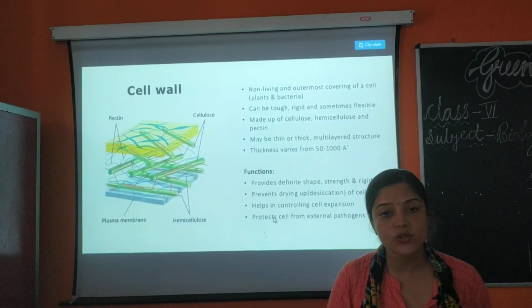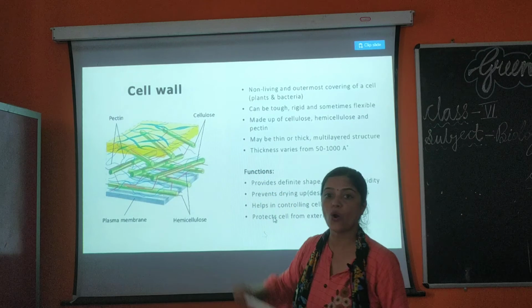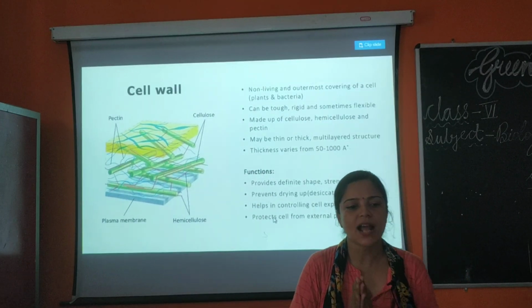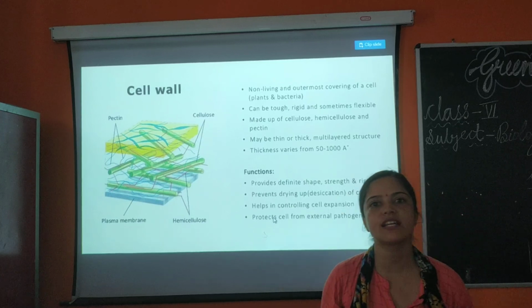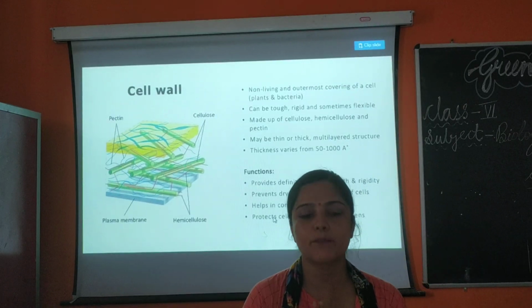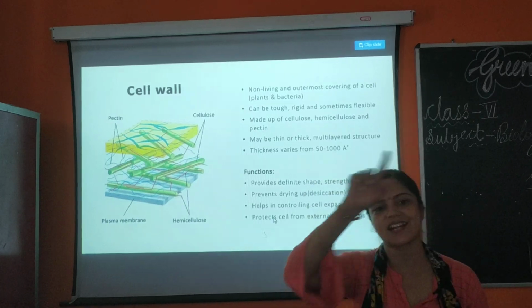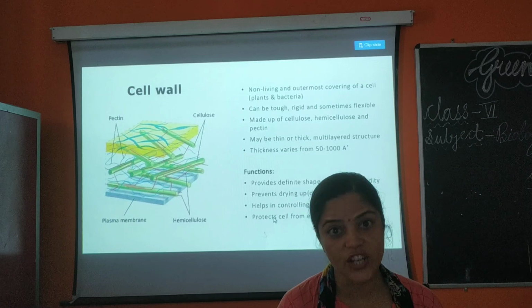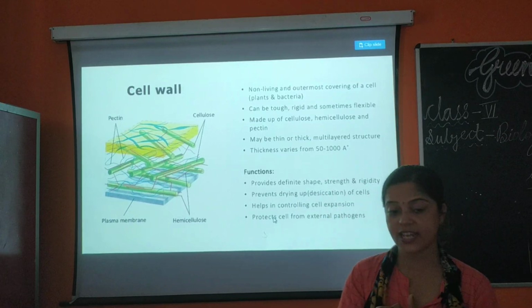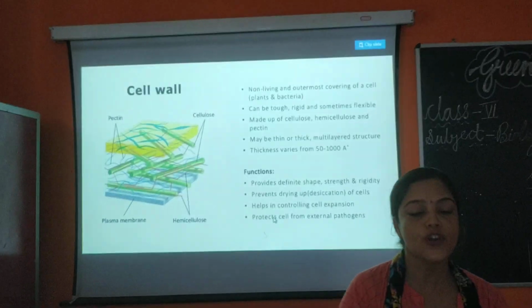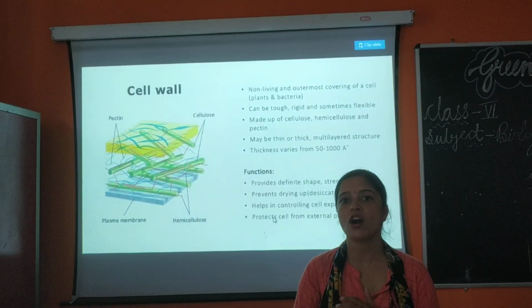Now let us know about cell wall. What is cell wall? In plant cells, the plasma membrane is surrounded by the cell wall. It is thick and rigid. It is non-living. It is made up of cellulose.